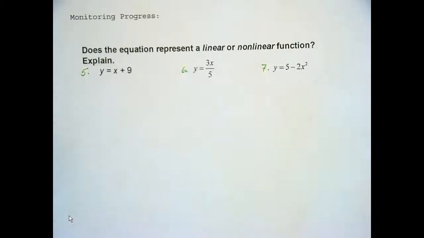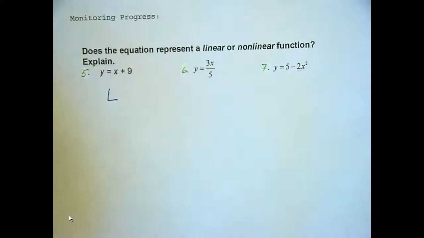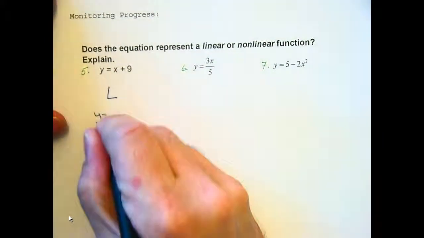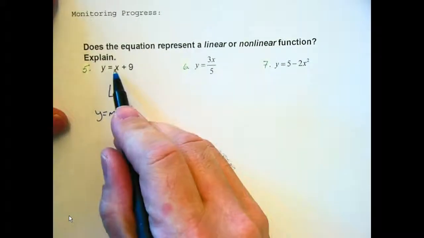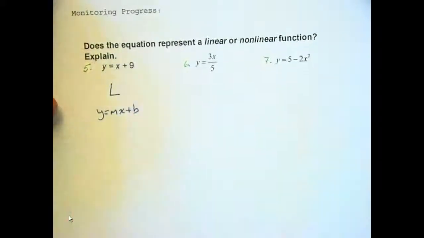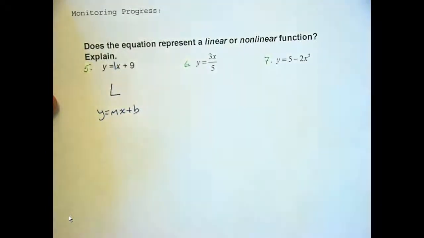Number 5, linear, nonlinear? Who says linear? Who says nonlinear? Okay, this one is linear. It's linear because it's in the form of y equals mx plus b. Now, some of you will go, hold on, there's no number in front of the x. You're right. When we don't see a number, it is 1. It is linear. Still linear. Yep, it just starts at 9.